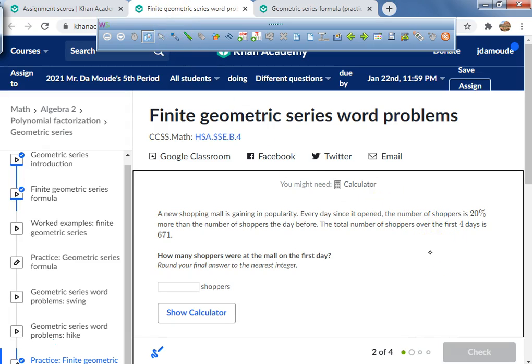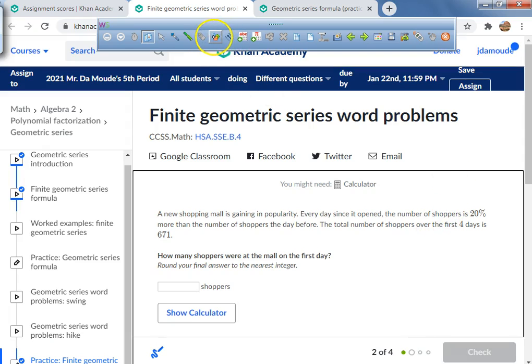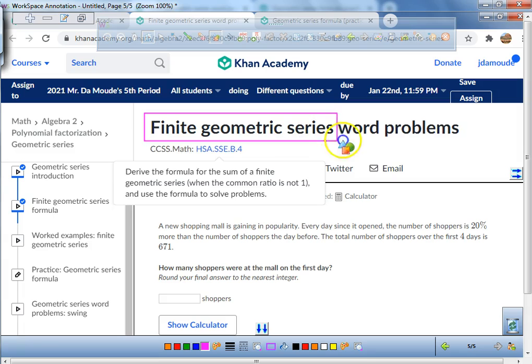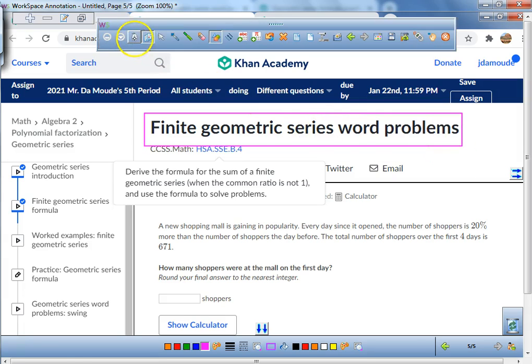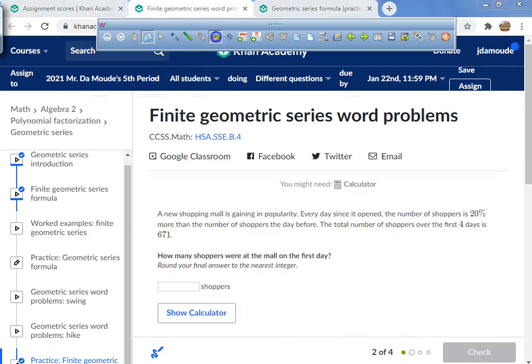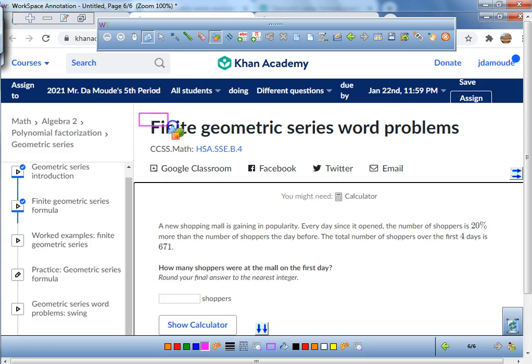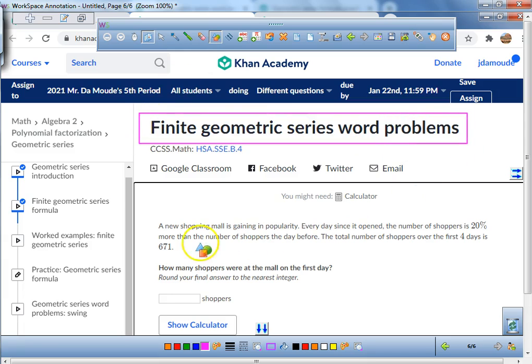Ooh, here's a word problem. Here's what I want you guys to do. Is that your problem? I think I have a student that has that same problem. I don't know. We'll find out. There we go. So, finite geometric series word problems.